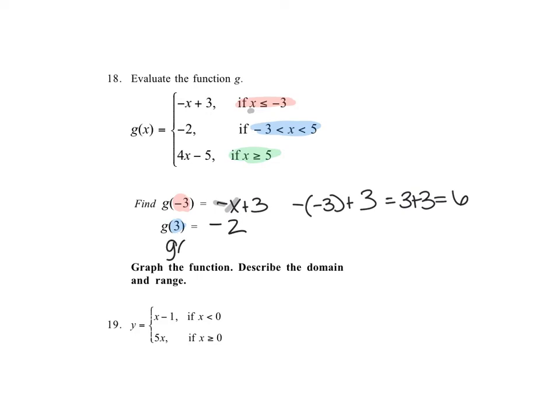Now what if it asked you for g of 7? 7 is greater than 5, so it qualifies for this equation. So we would plug it into 4x minus 5. So 4 times 7 minus 5. 4 times 7 is 28. 28 minus 5 is 23, and that's what it would be equal to.